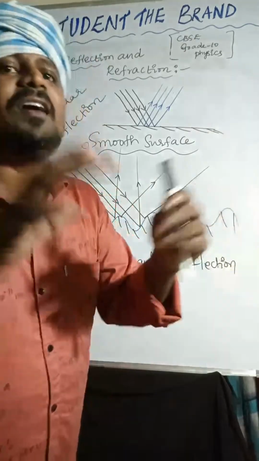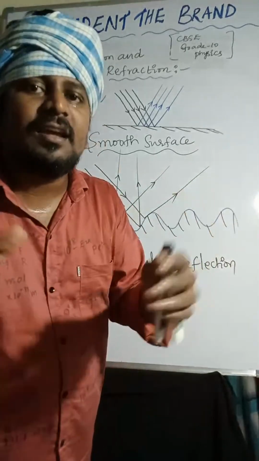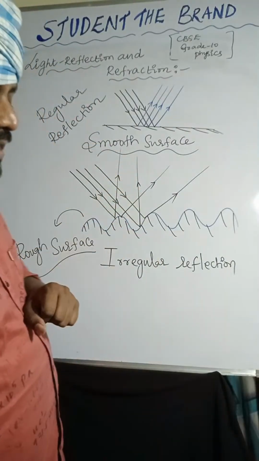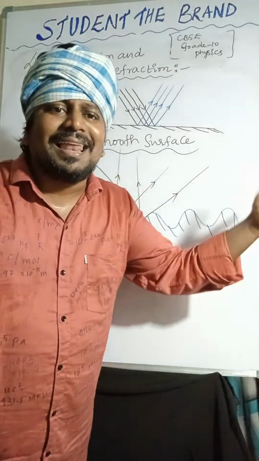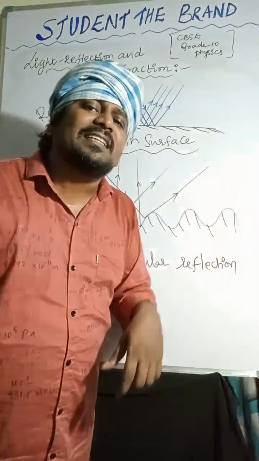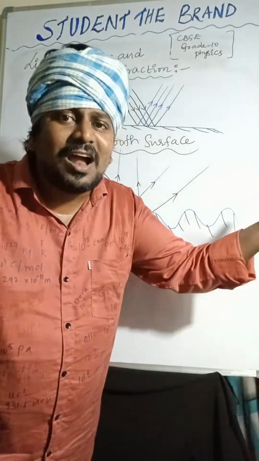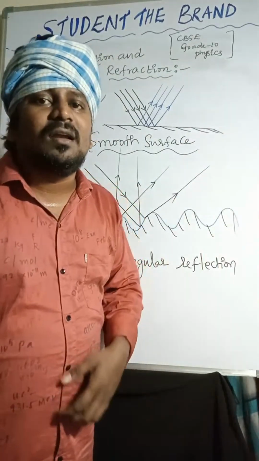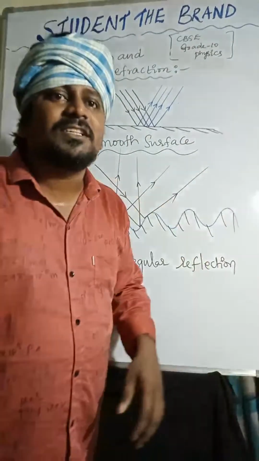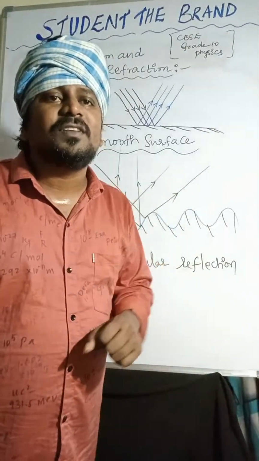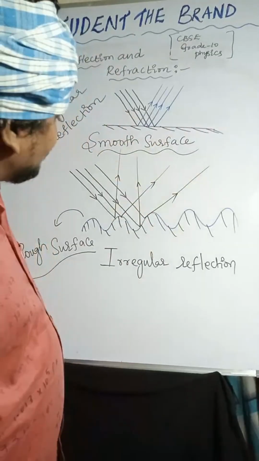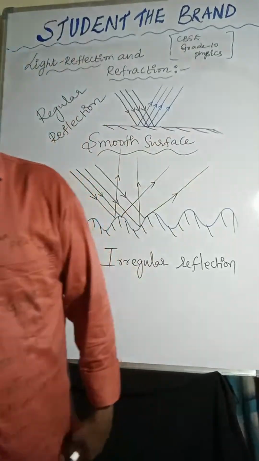So coming to irregular reflection, incident light rays are parallel, but reflected light rays are not parallel to each other. This type of reflection is called irregular reflection. I hope it is very clear to you.